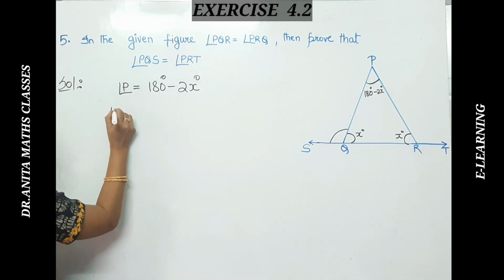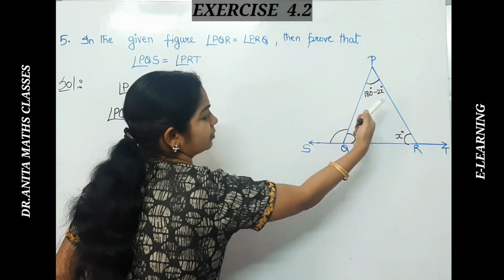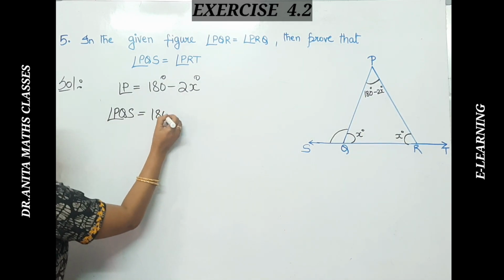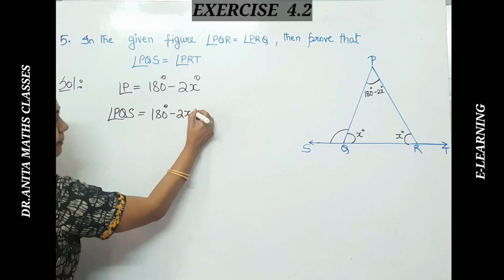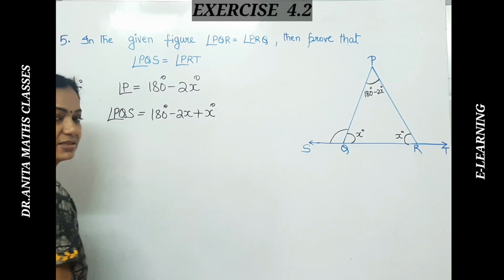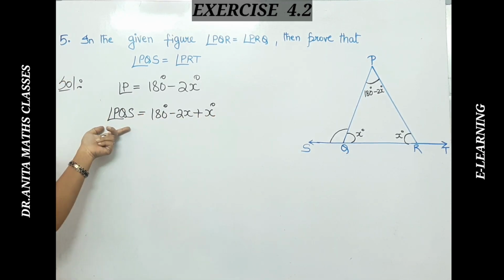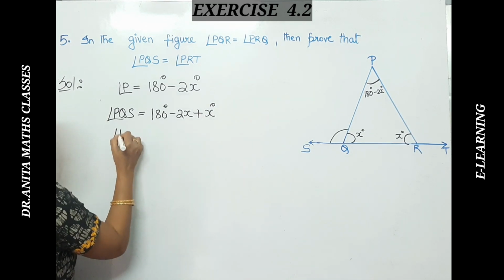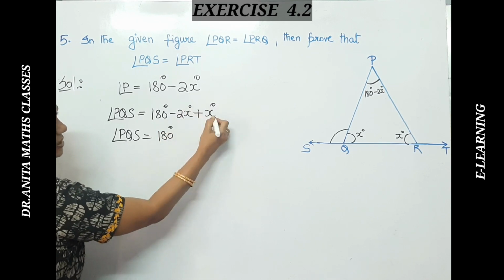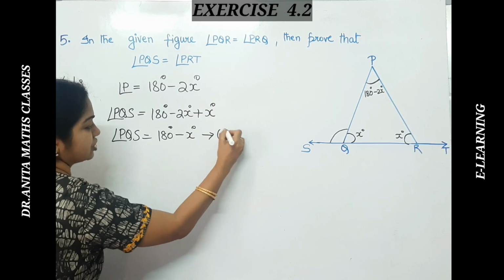So that is angle PQS. This is the exterior angle formed. This is equal to the sum of these two opposite interior angles. That is, 180 degrees minus 2x is one angle plus this angle, that is x degrees. So summing up these two interior opposite angles is equal to the exterior angle. So that means PQS is equal to 180 minus 2x plus x. If you subtract, you get 180 minus x degrees. So let us suppose this as equation 1.